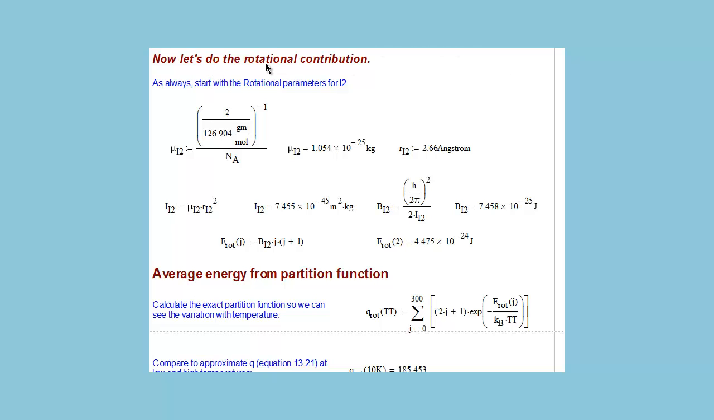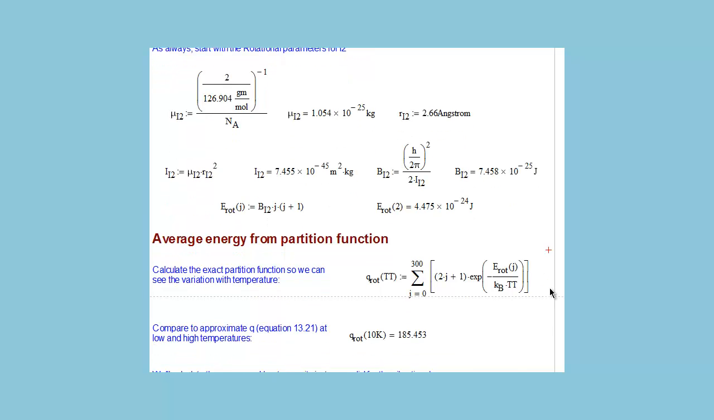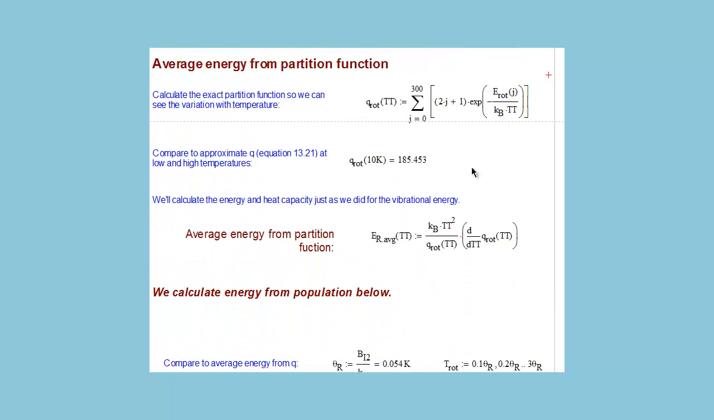Now let's calculate the heat capacity for rotational motion. So we'll really copy and paste from chapter 13 the parameters for rotational motion. What we need ultimately is the B value, the B constant, to calculate the individual rotational energy values. And then from that, we can calculate the partition function. And this is with a summation.